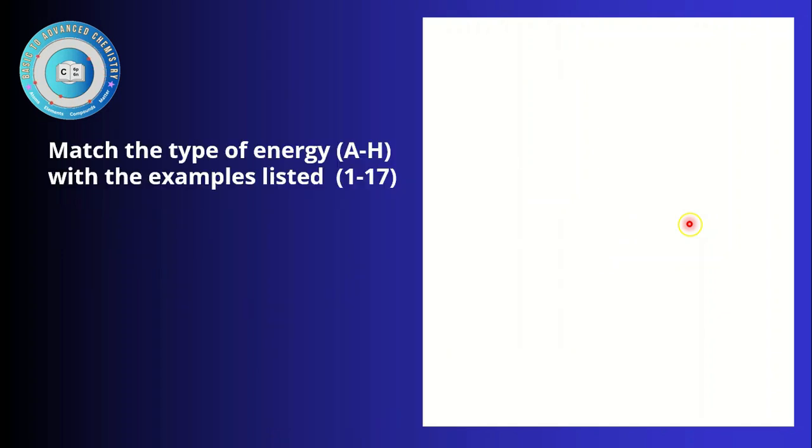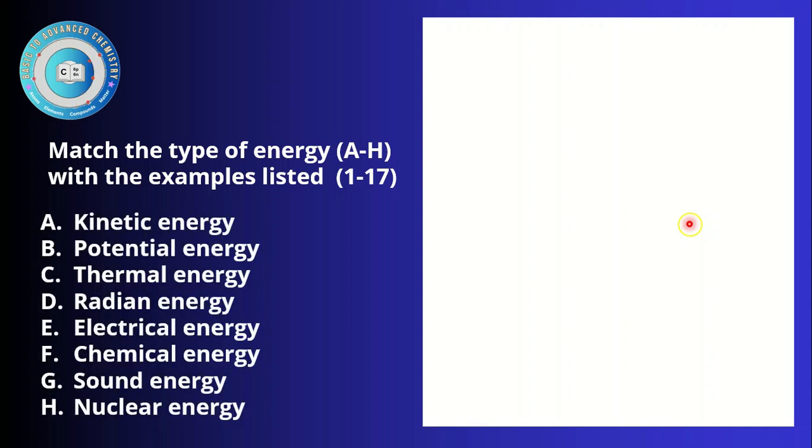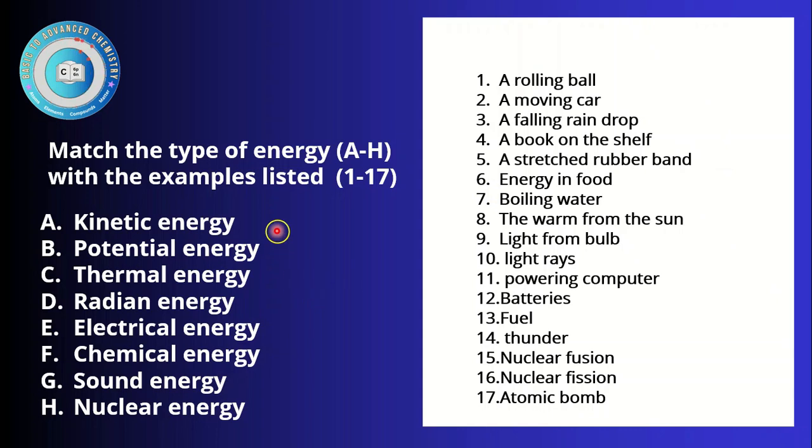Before concluding our lesson, let us try to answer these questions. Match the type of energy listed A to H with the examples listed 1 to 17. We have different forms of energy listed A to H and different examples listed from 1 to 17. Let us see one by one. The first one is a rolling ball, a ball in motion. So this has kinetic energy.